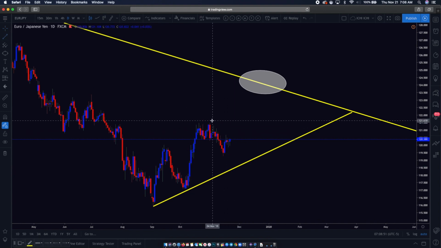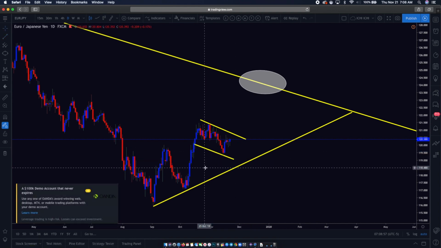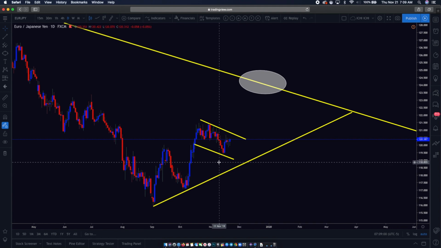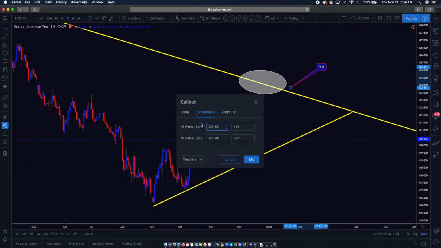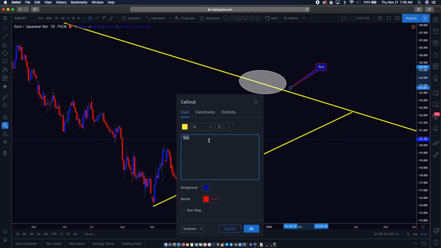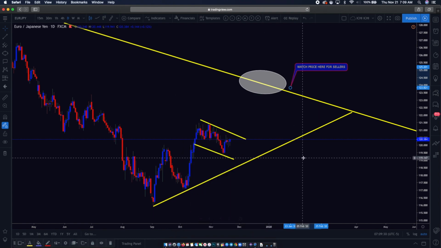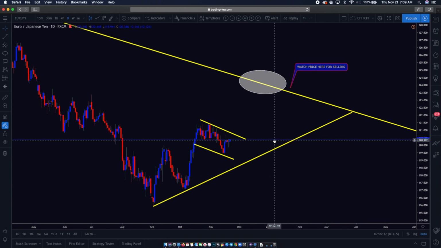So to me, what's happening is we are actually in this correctional phase. This is where we are right now. So on the daily, I see a correction, so I can anticipate a continuation to this upside, to this trend line. Then when we actually get to the trend line, we will be watching price. So what I'm going to type in is watch price here for sellers. You can watch price here for sellers so we can catch the move to the downside.